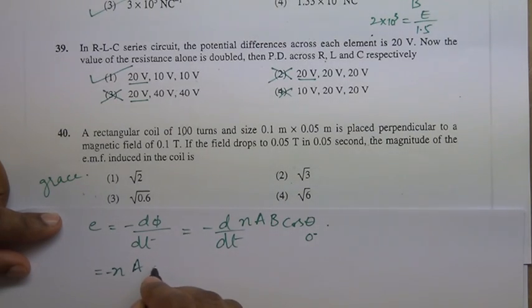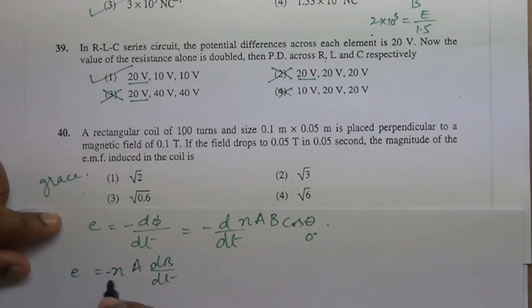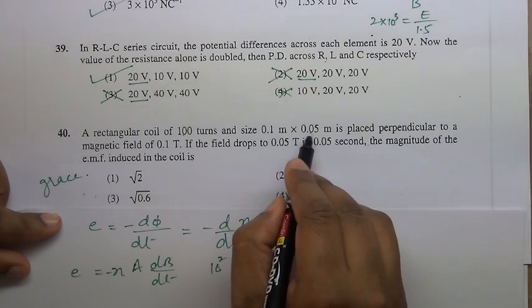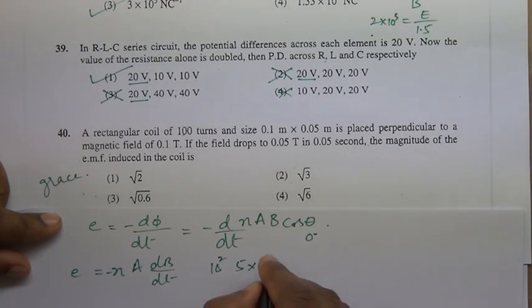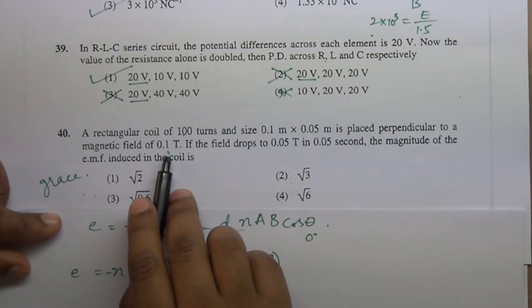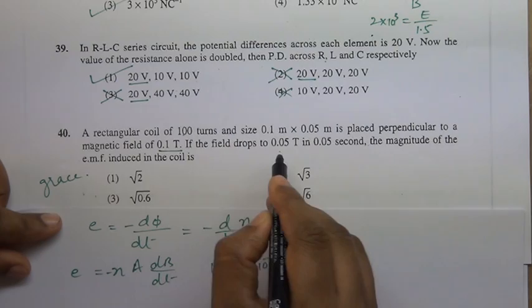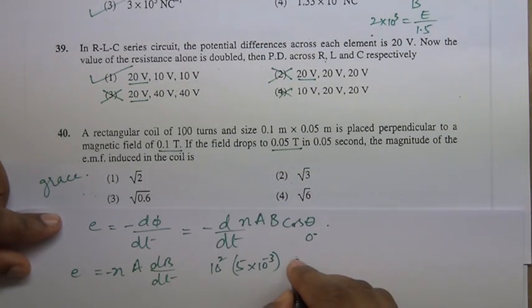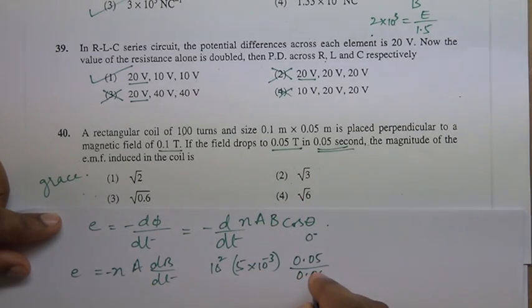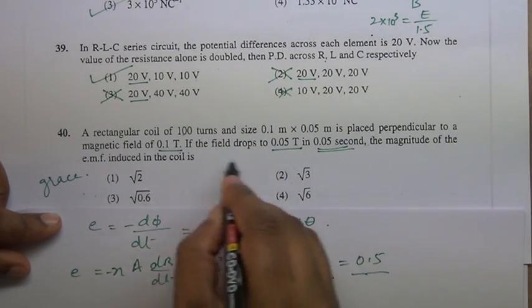Therefore, EMF is N A dB by dt. Number of turns is 100, 10 power 2. Area 0.1 into 0.05 is 5 × 10 power minus 3. dB by dt: the magnetic field drops from 0.1 Tesla to 0.05 Tesla. So the difference is 0.05 in time 0.05. 0.05 cancels with this. 5 × 10 power minus 1. So it is 0.5. That is also not here.